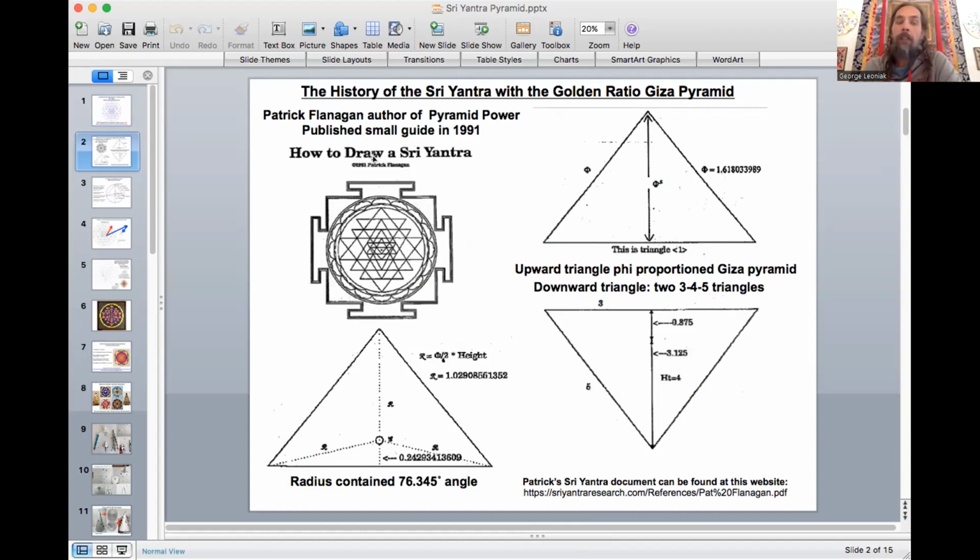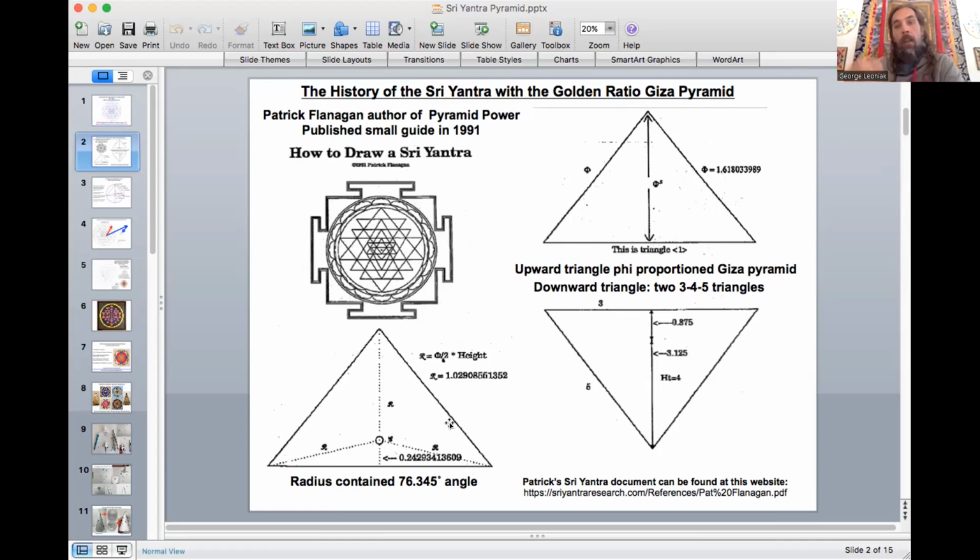Patrick had a method of how to draw the Sri Yantra that was actually based on the golden ratio version of the Giza pyramid, which has the phi slant angle, phi ratio to 1 to the square root of phi for the height. It's essentially Kepler's triangle. Now, there are a lot of different methods of how to draw the Sri Yantra, but this one was particular to drawing it with the golden ratio pyramid and the construction. In the PDF, he doesn't go over any way of doing it with the circle constructions and the drawing.